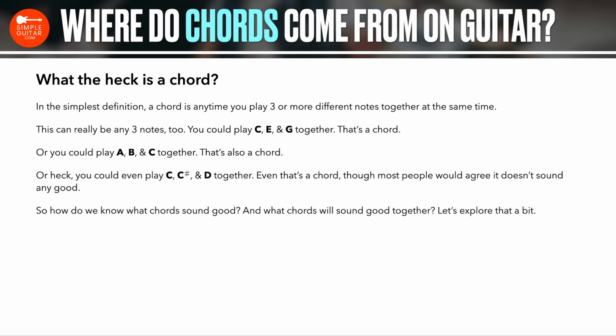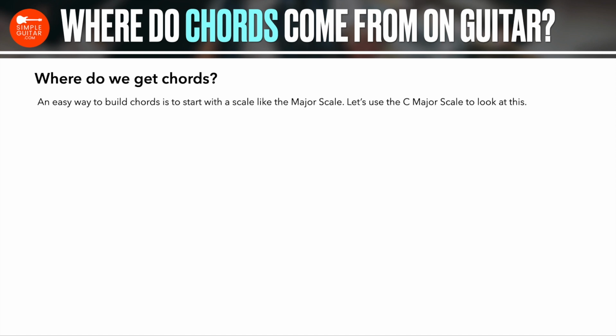So how do we know what chords sound good and what chords will sound good together? Let's explore that a bit. So where do we get chords? An easy way to build chords is to start with a scale like the major scale. Let's use the C major scale to look at this.